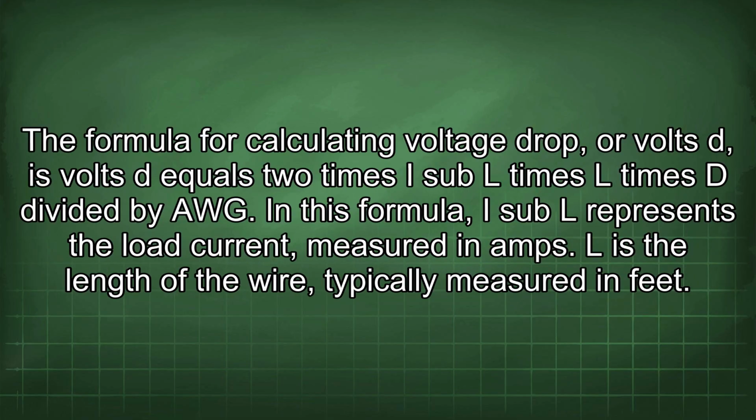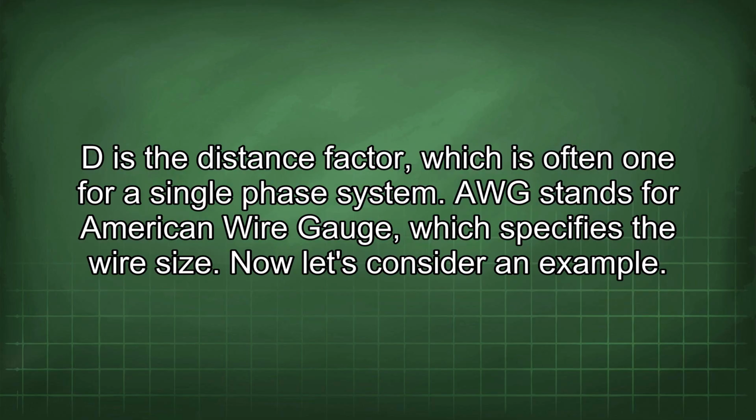The formula for calculating voltage drop, or volts D, is volts D equals 2 times I sub L times L times D divided by AWG. In this formula, I sub L represents the load current measured in amps. L is the length of the wire, typically measured in feet. D is the distance factor, which is often one for a single-phase system. AWG stands for American Wire Gauge, which specifies the wire size.